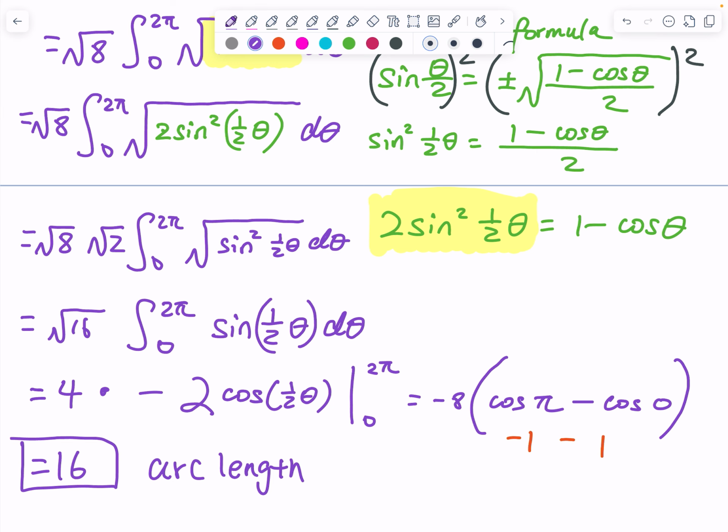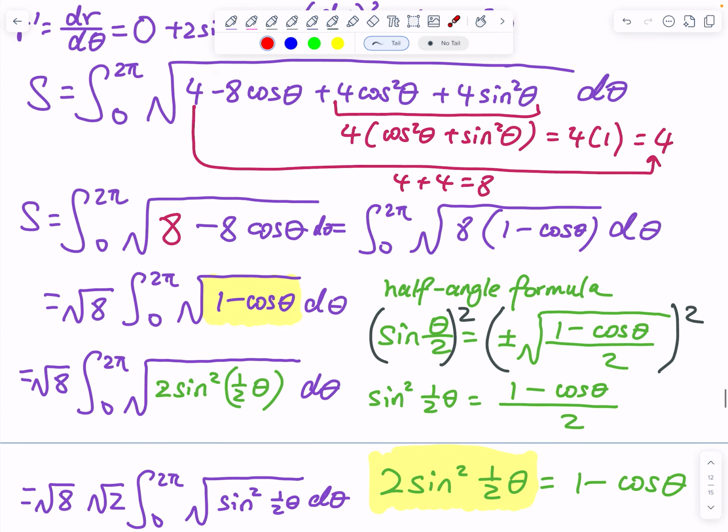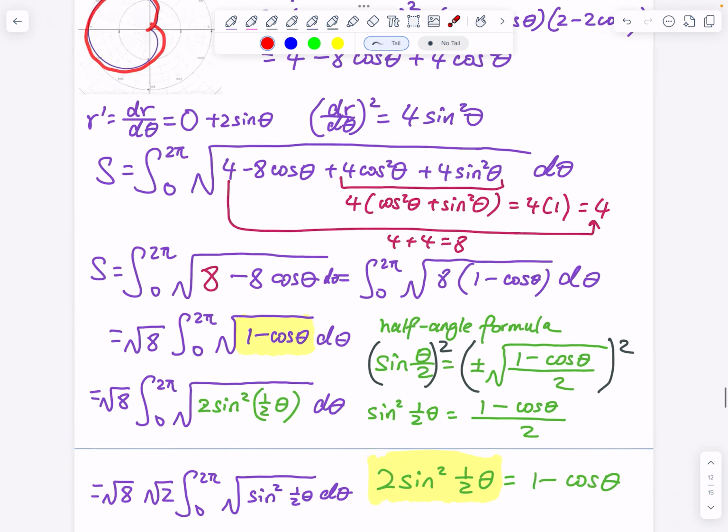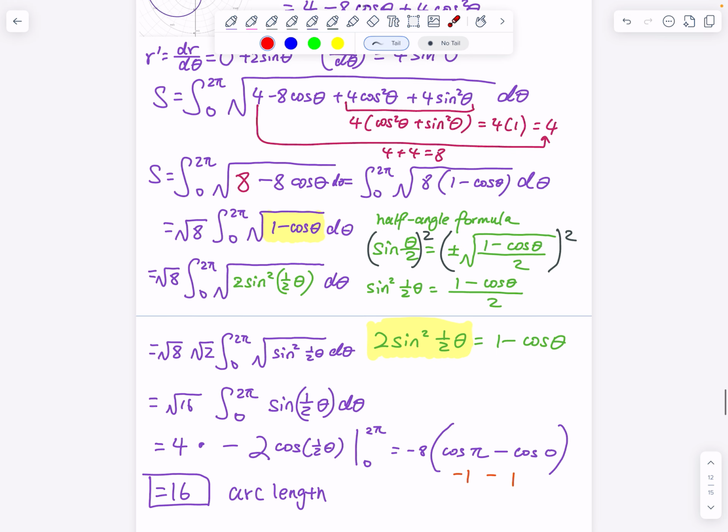Arc length of what? Arc length of this polar equation. So the length right here, this length is 16. This graph comes from this polar equation. You have an equation, you sketch the graph, and then the length is equal to 16. All right, so that is the end of this problem.